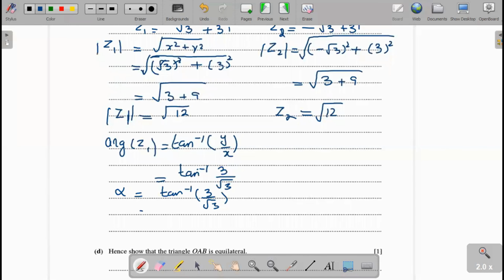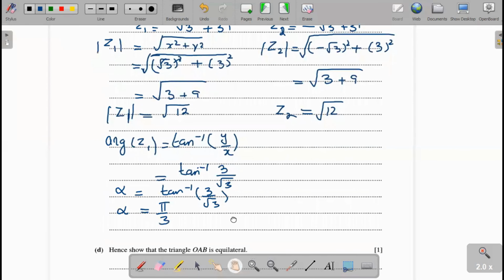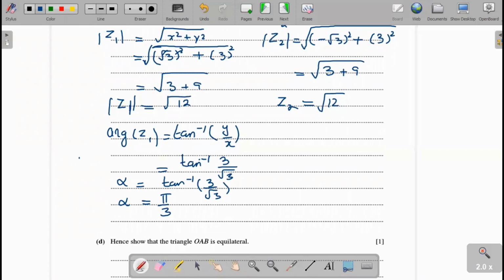Okay, now we write it, pi over 3 is alpha. Now this angle lies in the first quadrant, therefore theta will be equal to alpha. Now we can write it as argument of Z1 will be equal to alpha, and that is equal to pi over 3.